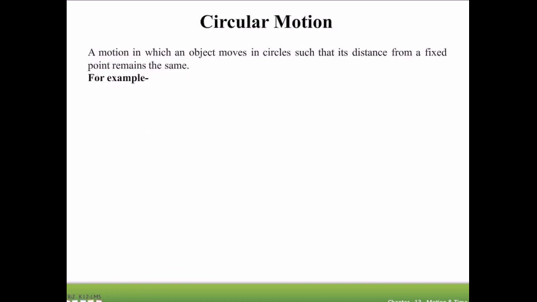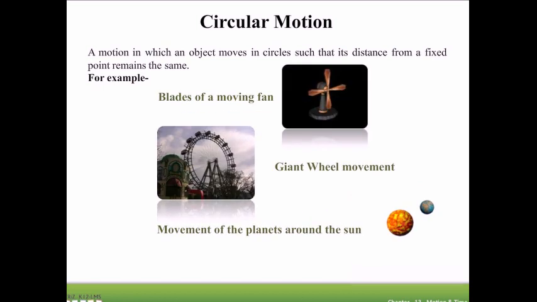Circular motion. A motion in which an object moves in circles such that its distance from a fixed point remains the same. For example, blades of a moving fan, giant wheel movement, and movement of the planets around the sun.